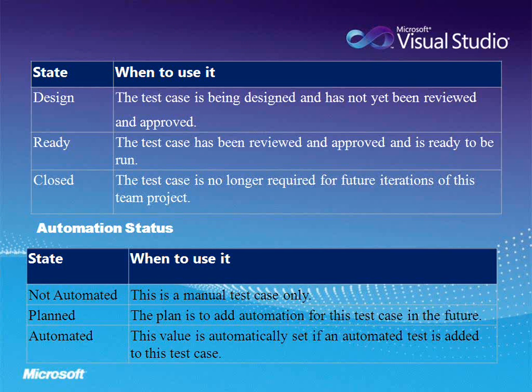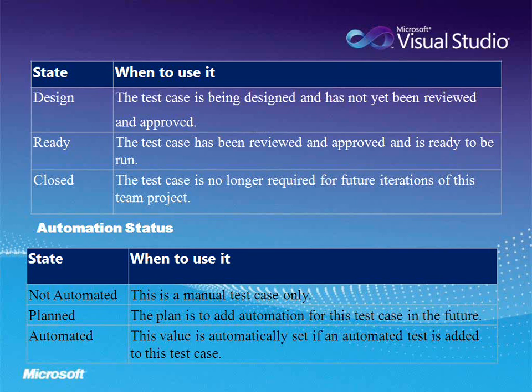Now ready state. Ready state means it's approved and it has been reviewed by the test manager, test lead, or a senior person. Then the closed state. The test case is no longer required for a future iteration for this team project. Then the automation status. So whether we have planned, whether we want to automate, or not automated. Not automated indicates that this is a manual test case.